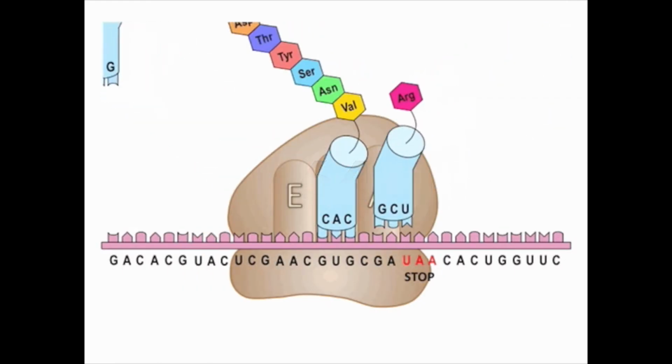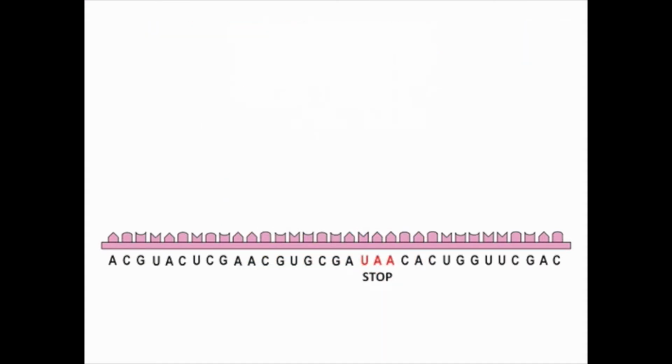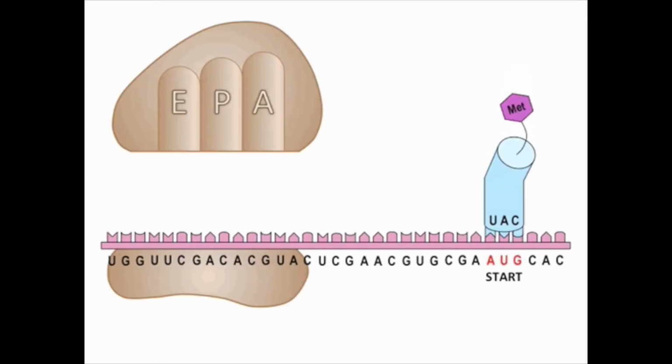And also, there are 64 possible codons. 3 codons have no complementary tRNA anticodons. They are the stop codons. There is a start codon AUG that signals the beginning of the polypeptide chain.